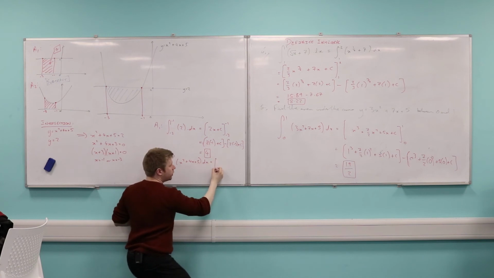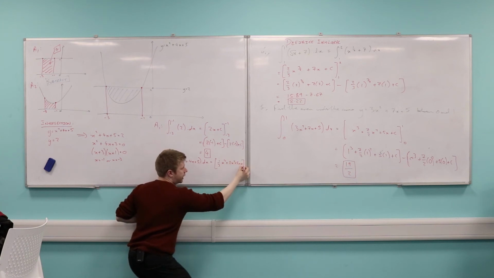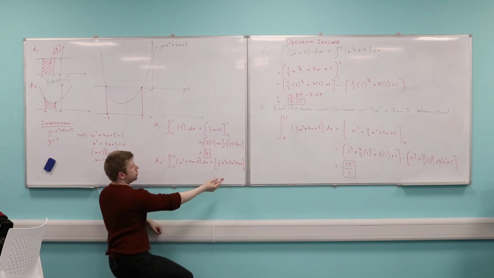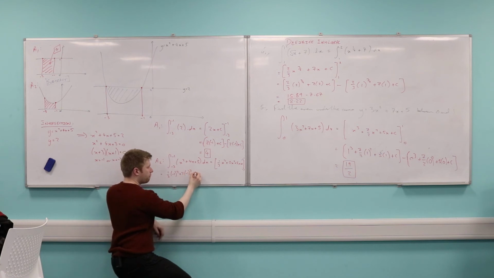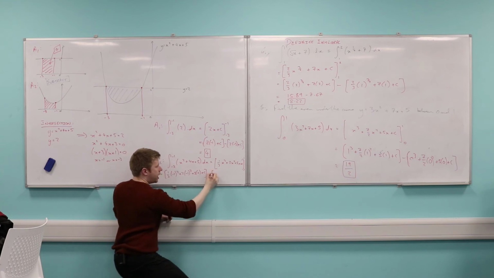So if I integrate this, what do I get? One over 3 x to the power of 3, plus 2x squared, plus 5x, plus c. And I still have the limits, negative 3 and negative 1. Just for the sake of argument, I'm going to move my equals over here. First of all, I'm going to stick negative 1 in, and I'm going to take away the same with negative 3 stuck in.